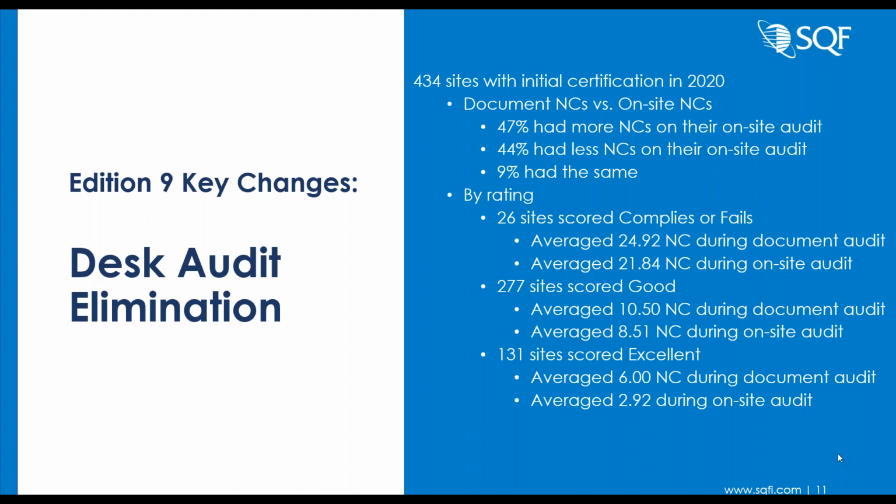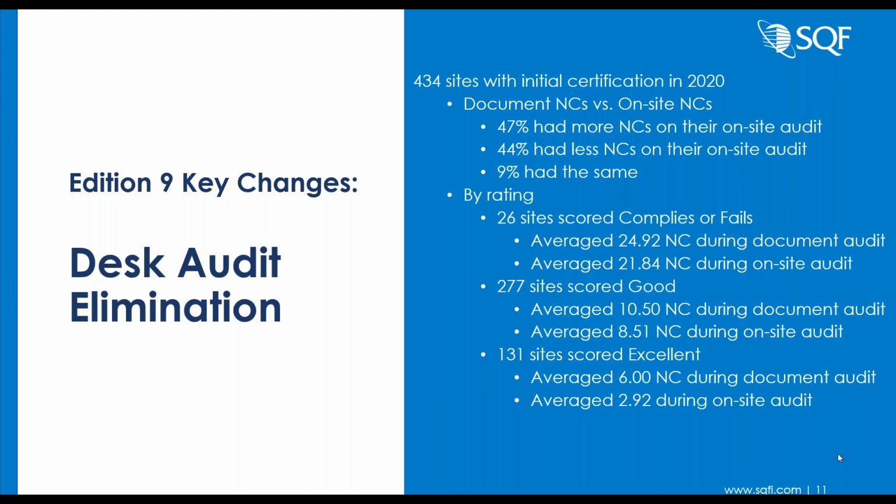Then I looked at it by rating. So there were 26 sites that scored complies or fails on their on-site audit. And when I looked at the number of non-conformances, they averaged almost 25 on their document audit and almost 22 on their on-site audit. And then of the 277 sites that scored a good score, they averaged 11 non-conformances during their document audit and 9 during their on-site audit. And then we had 131 sites that scored excellent, and their averages were 6 non-conformances during their document audit and almost 3 during the on-site audit.